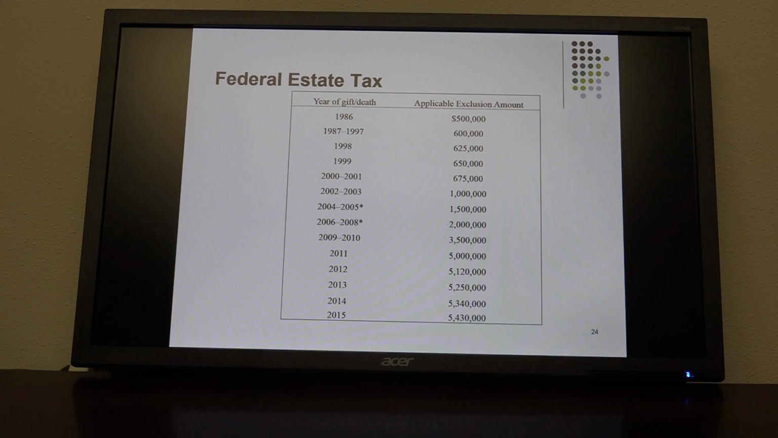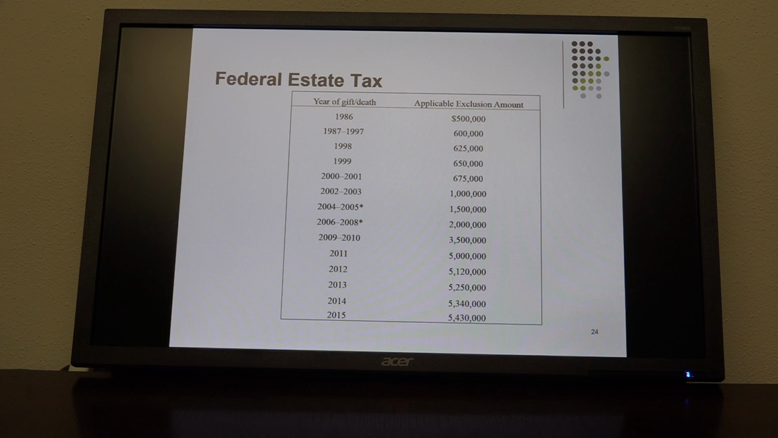And so you see a lot of family farms getting into a situation where, because of the valuation problem, they exceed the exemption equivalent of 5.43 million, or whatever the number is in the year applied.